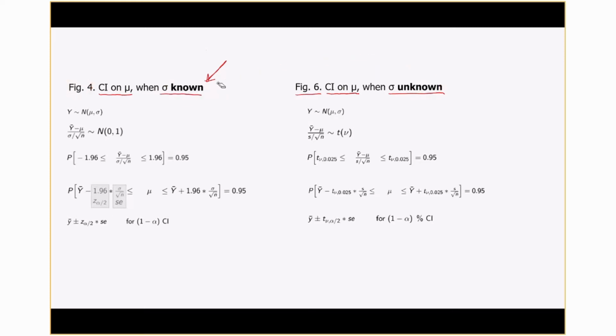So what did we see earlier when we were getting a 95% confidence interval on a single population mean when sigma was known? So we began with the underlying relationship. We're assuming that the underlying population is normally distributed with some mean mu and some standard deviation sigma. And from that, we get this.